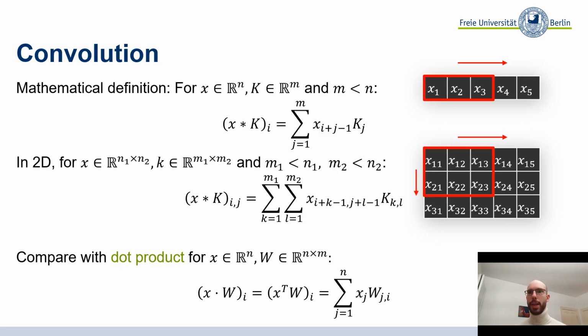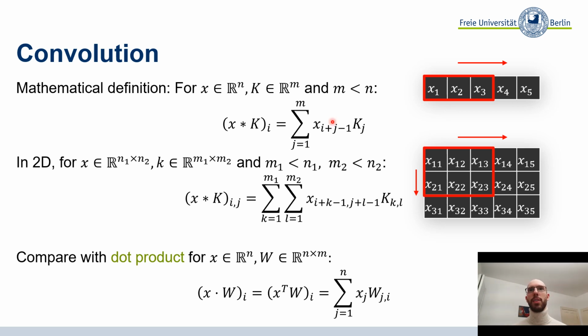And let's look at this from a mathematical point of view. Let's do this for the one-dimensional case first. Let's call our image, or in this case a vector, x from R^n. Let's say we have a kernel k from R^m, which should be smaller than our image. And now the i-th entry of the result of convolving x with k can be written as this sum of products, x_{i+j} times k_j.